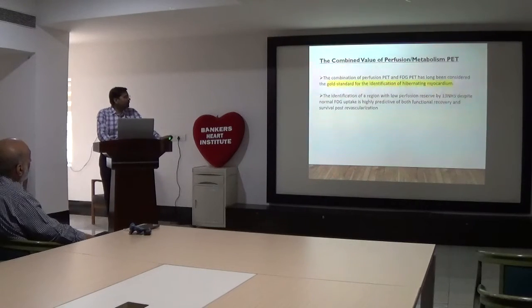The identification of a region with low perfusion by ammonia despite normal FDG uptake is highly predictive of functional recovery. It means that if you have decreased perfusion but the myocardium is still viable, shown by increased uptake of glucose, it is suggestive of both functional recovery and survival post revascularization.